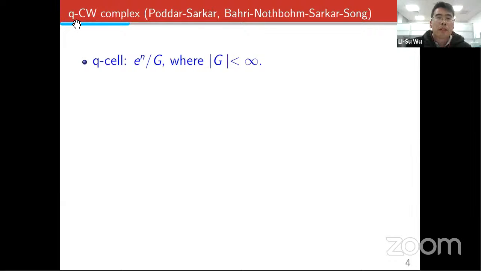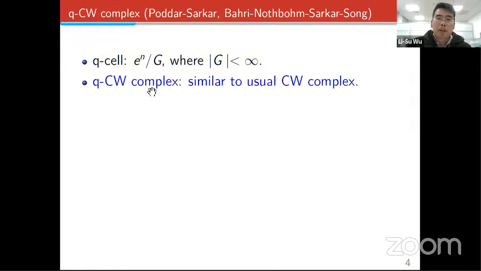Next, let's see what a QCW complex is, which was introduced by Poddar and Sarkar, and recently studied by Nussbaum and Sarkar and others. The basic idea of the QCW complex is to take the quotient of a cell as a cell. So a Q-cell is an E^n modulo a finite group G. A QCW complex is constructed similarly to the usual CW complex, that is, beginning with some discrete points and inductively attaching n-orbifold cells to the (n-1)-skeleton.